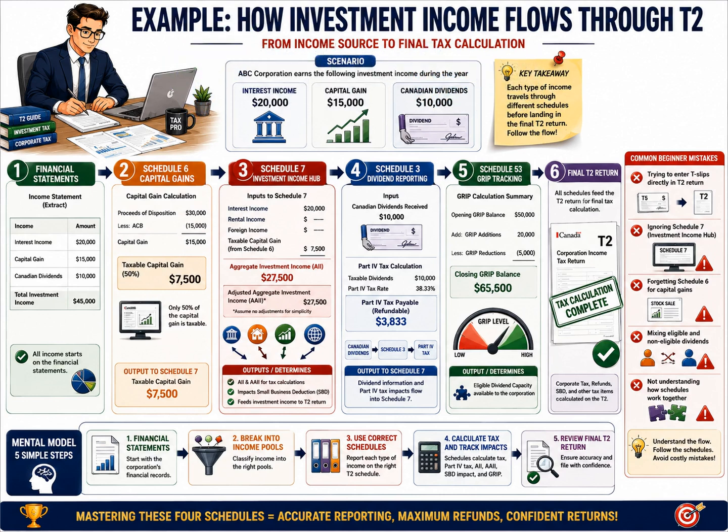Next, we move to Schedule 7, which serves as the investment income hub. Schedule 7 combines the corporation's interest income with the taxable capital gain received from Schedule 6. In our example, Schedule 7 receives $20,000 of interest income and $7,500 of taxable capital gains. Together, these amounts create aggregate investment income, or AII, of $27,500.